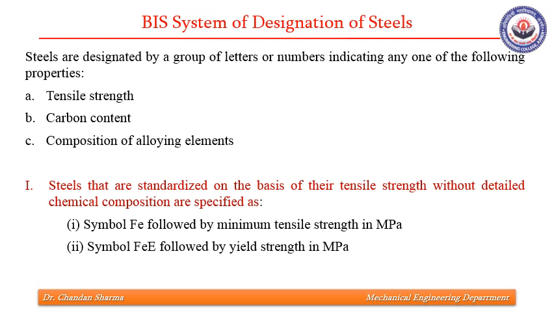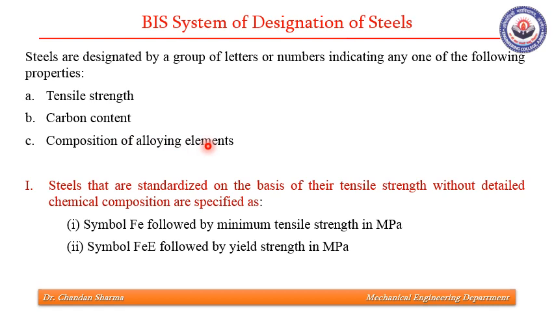Now let us see how steels are designated. There is a certain procedure that is being used to designate steels. They are designated by a group of letters or numbers indicating any one of the following properties. What is meant by that? To designate a steel, we'll use certain letters and certain numbers. So these numbers will either denote their tensile strength, their carbon content, or the composition of alloying elements.